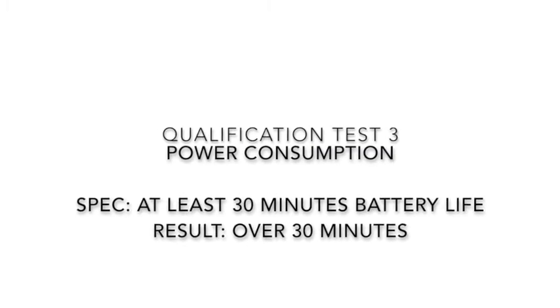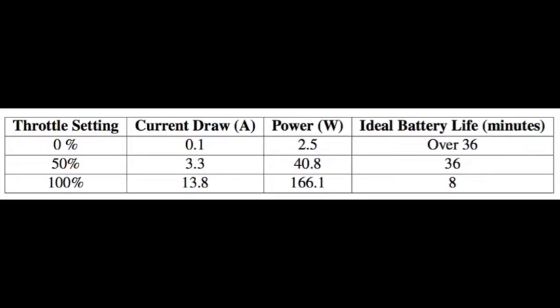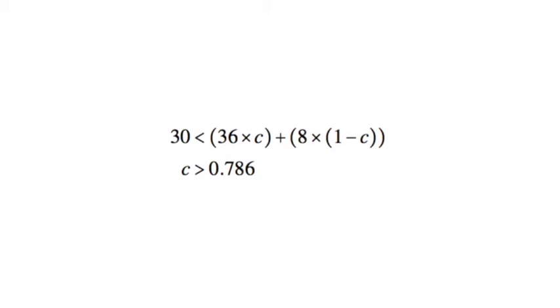So qualification test 3 was basically just to test the power consumption, which is expected being at least 30 minutes. The battery consumption was measured at several throttle settings with the BEng battery analyzer, and it was found that if the UAV flew with 50% throttle or less for at least 78% of the flight time, it would achieve over 30 minutes flight time effectively.